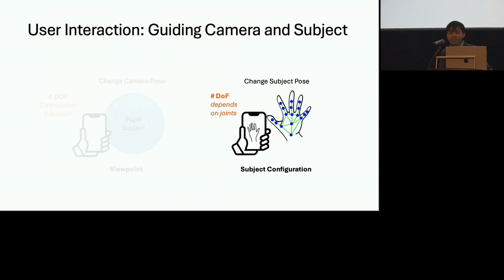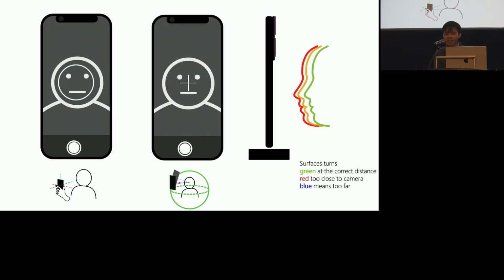Moving to subject configuration, here we don't know how many degrees of freedom the body parts will have ahead of time, so instead of mapping specific degrees of freedom to specific visual elements, we use a color heat map to visualize alignment across the entire image. In this color heat map, we blend it with a reference image where green indicates the optimal distance, blue means too far, and red signals too close.